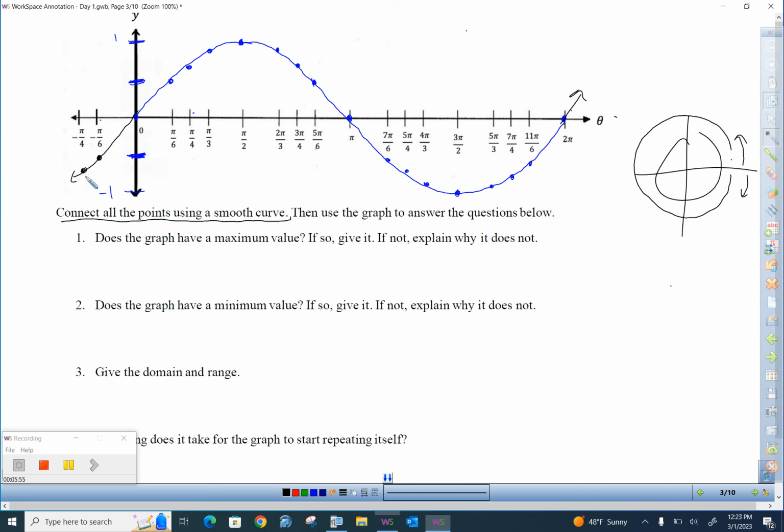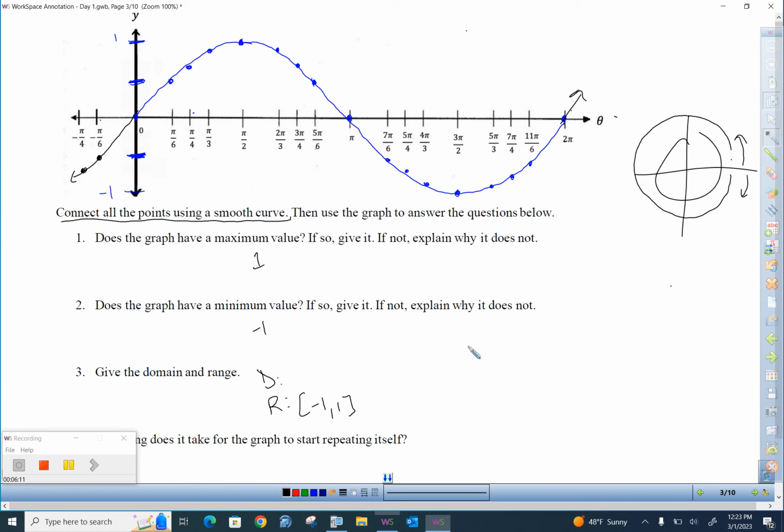Okay? So it did have a maximum, hopefully you got that, of 1 and a minimum of -1. We're going to use that to talk about domain and range. These values actually go with the range. You should have gotten -1 to +1 included, because those actually are included.